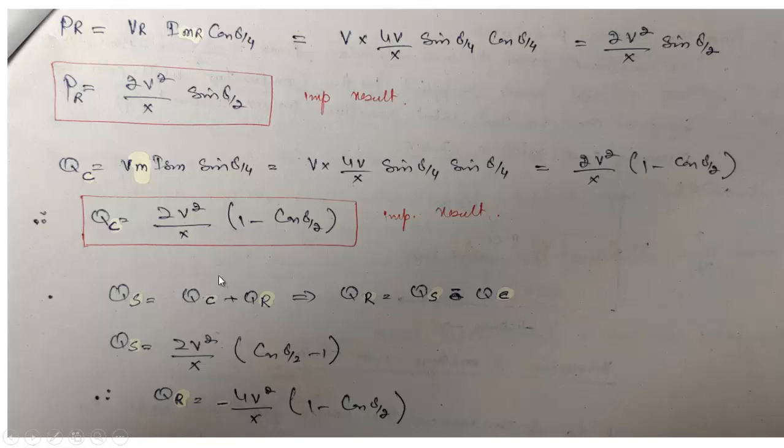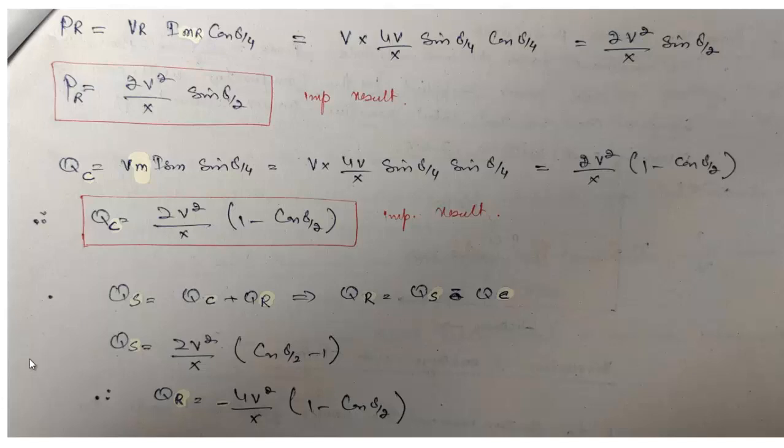We know that the reactive power supplied by the source should be equal to the compensator reactive power plus the reactive power of the receiving end. So our QR will be equal to QS minus QC. But QS, as we have calculated QR for this type of transmission line, I have not shown you how to calculate it, but in the same way as you calculated the value of QR, you can calculate the value of QS.